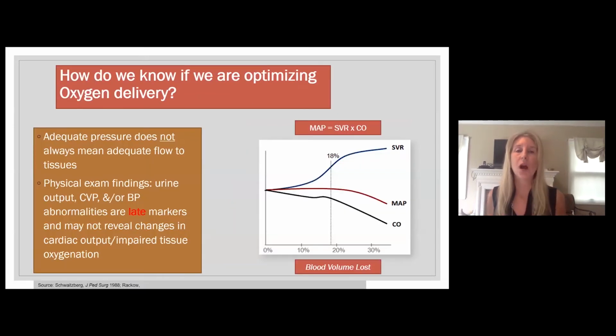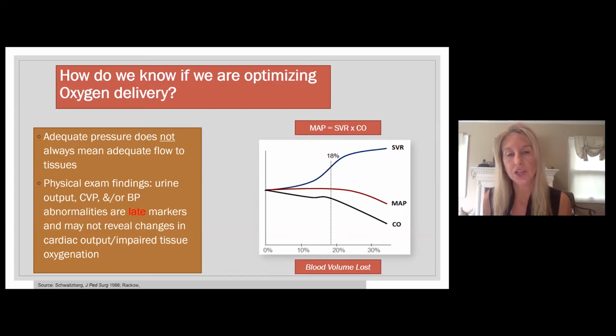How do we know if we're optimizing oxygen delivery? How do we know if we're perfusing the fingers and the toes? And I mentioned before, an adequate blood pressure, a MAP of 65 or greater, does not always mean adequate blood flow to the tissues. And if you look over to the right-hand side of my slide, you'll see this is one of my favorite graphs that I've actually come across.